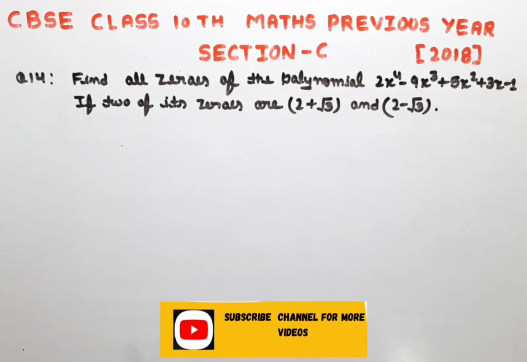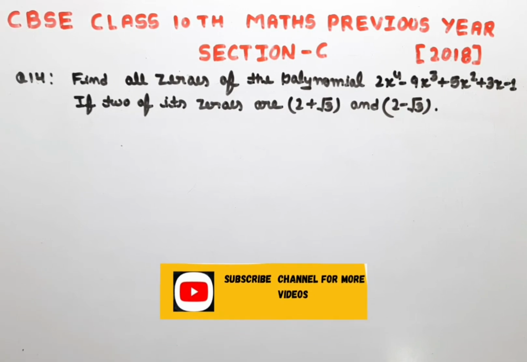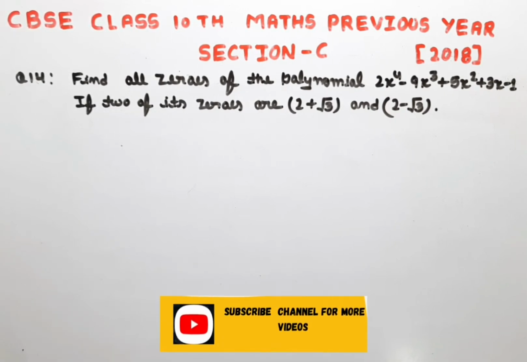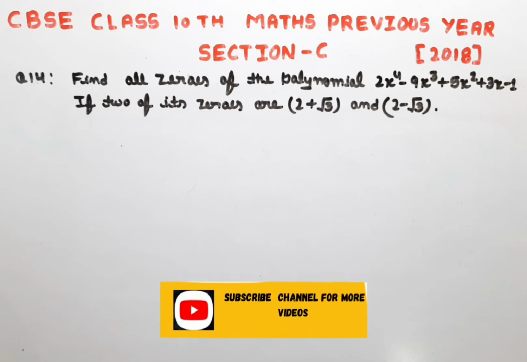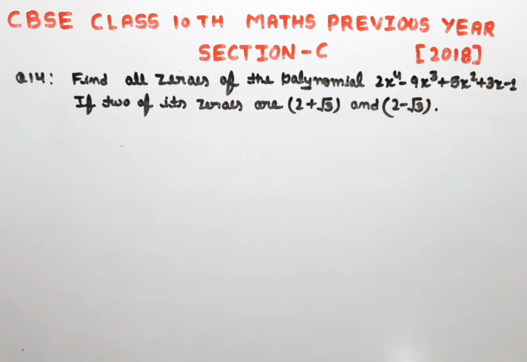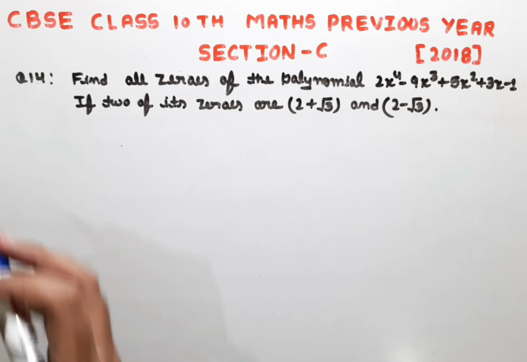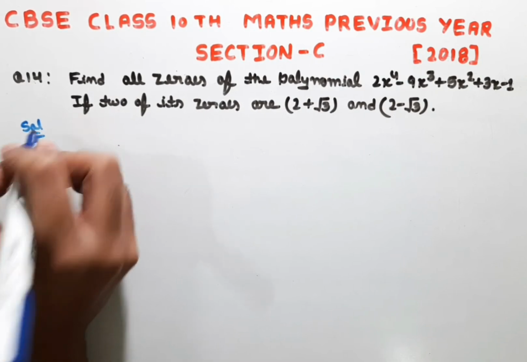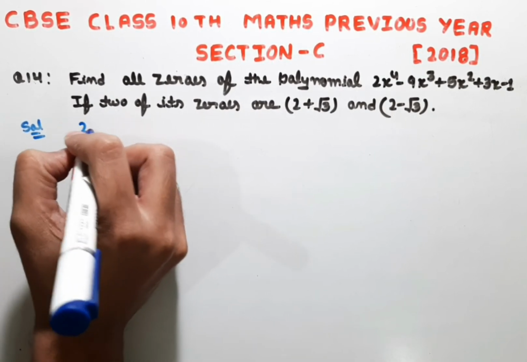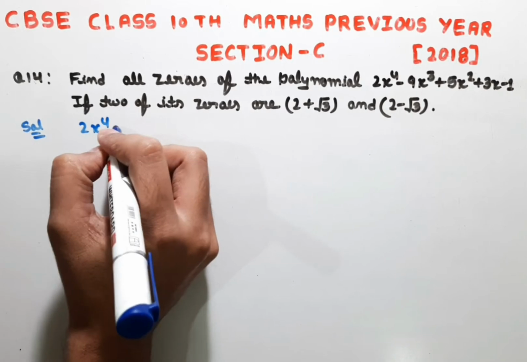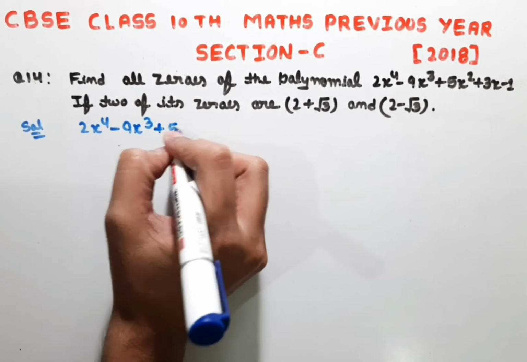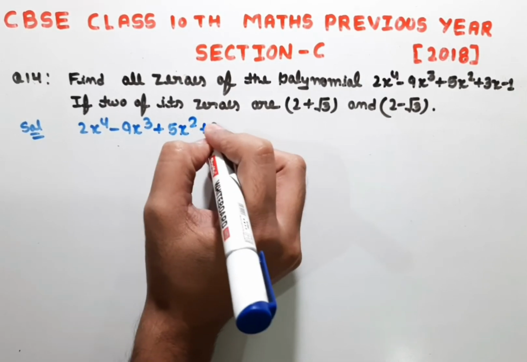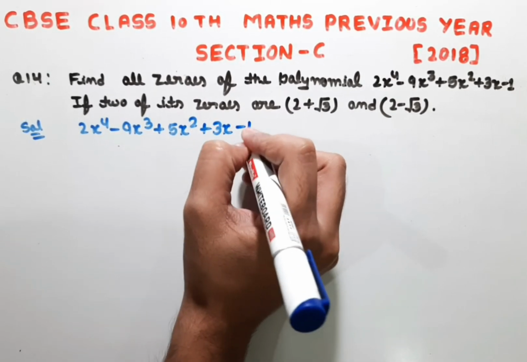Question number 14. Find all the zeros of the polynomial 2x to the power 4 minus 9x cube plus 5x square plus 3x minus 1 if two of its zeros are 2 plus root 3 and 2 minus root 3. In this problem we have a polynomial 2x to the power 4 minus 9x cube plus 5x square plus 3x minus 1.